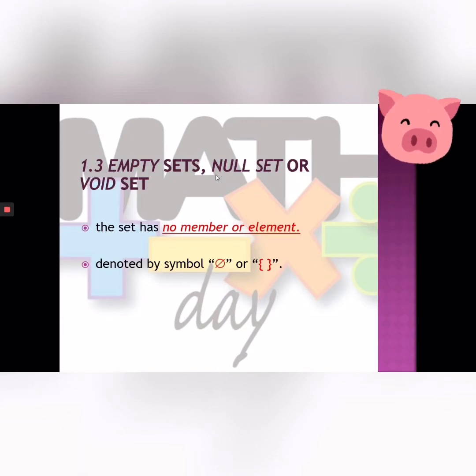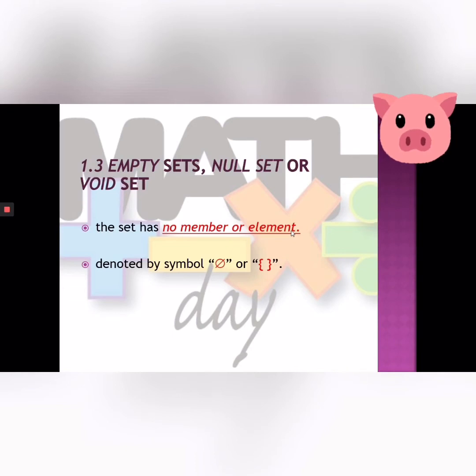An empty set is a type of set that has no member or element. So it means there is nothing in it. There are no elements or members in it. For example, it's like a box without anything in it. It's empty. It's nothing. So how are you going to write the word empty set in a mathematical notation?